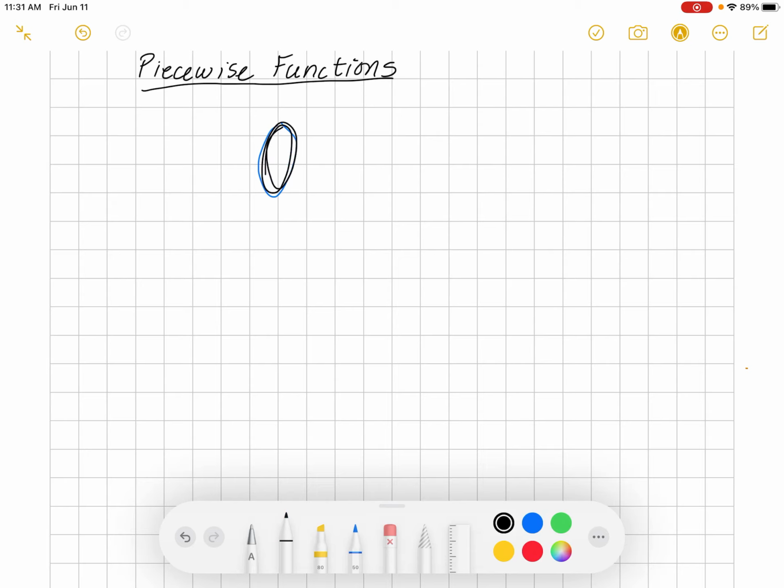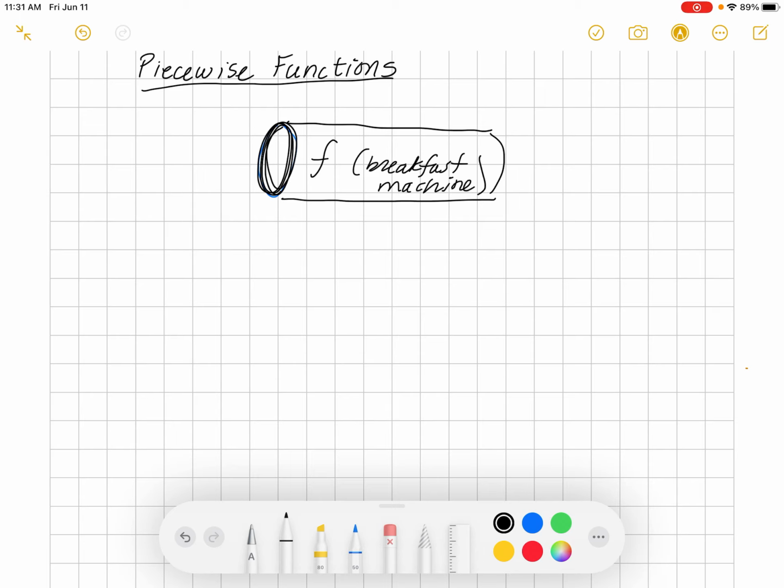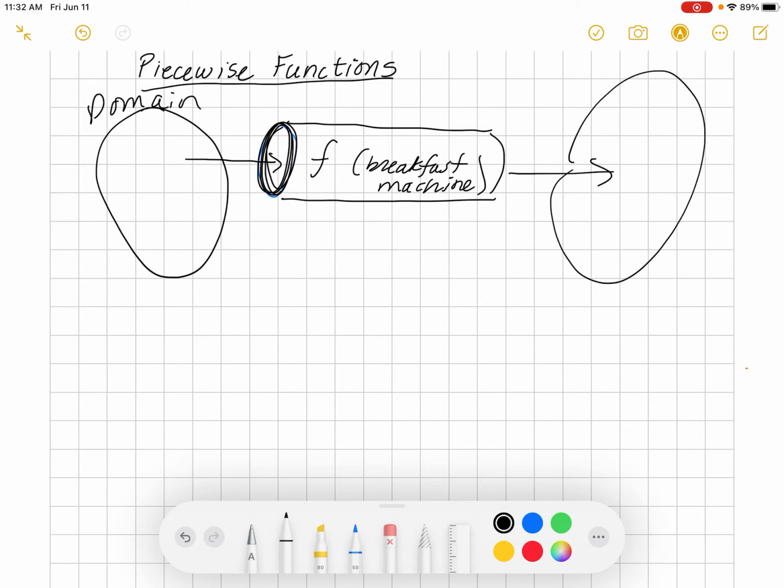So let's say I got this function here, it's a machine. Let's call it my breakfast function, f. It's the breakfast machine. So I plug stuff into the machine and out I get a nice cooked breakfast. So the inputs are going to be called the domain, right? And the collection of outputs over here is going to make up the range. Now let's say I split my domain into two. Or I can only plug in two things.